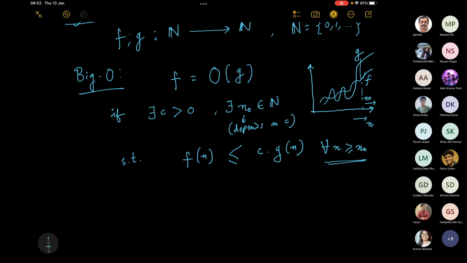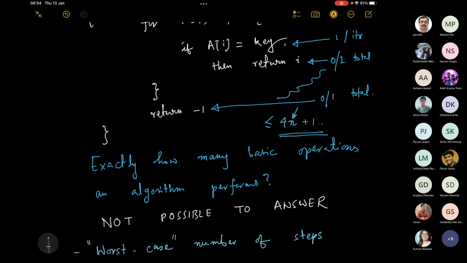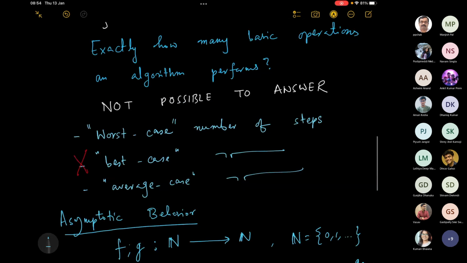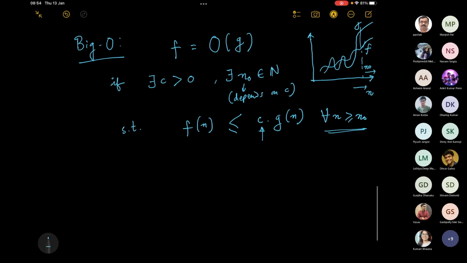Forget the small natural numbers from 0 to n naught. Beyond n naught, f is dominated by g, and we also allow some small constants. As I was explaining, don't worry too much about whether it is 4n or 3n or 2n or 10n. Forget these small constants. Take a high-level view. This is big O of f of n is big O of g of n.